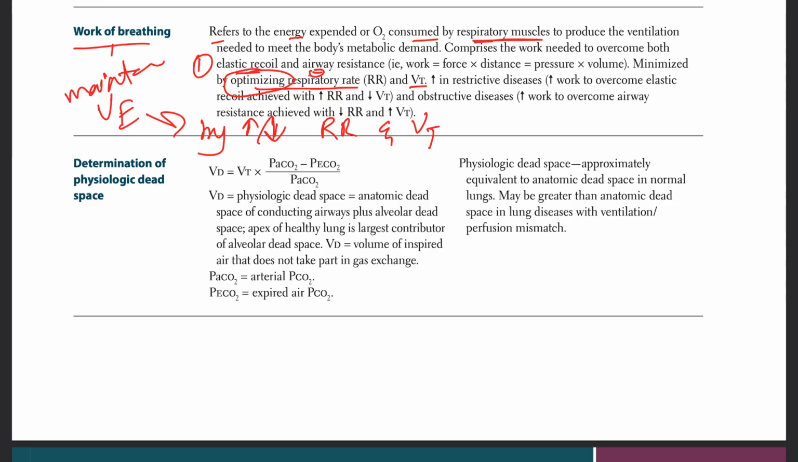Now a pathology comes in, and that's high yield: it would increase in your restrictive lung diseases, and your obstructive lung diseases. But the things that are changed within each of them are different. In your restrictive diseases, let's say RD, it increases. How? Because you are increasing the work to overcome the elastic recoil, achieved by increasing the RR but decreasing the VT, which is the tidal volume.